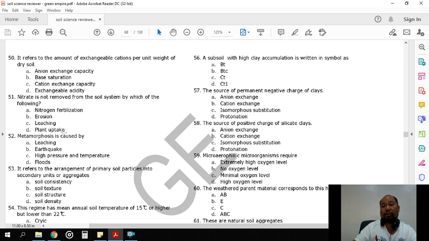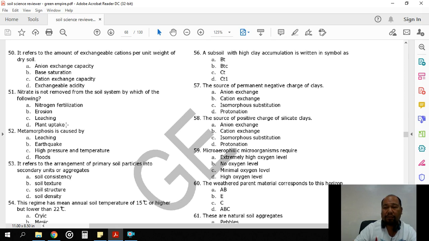Erosion, leaching, plant uptake. I'm not sure to be honest, but I think it's plant uptake. Okay? Because nitrate is already usable by the plant.